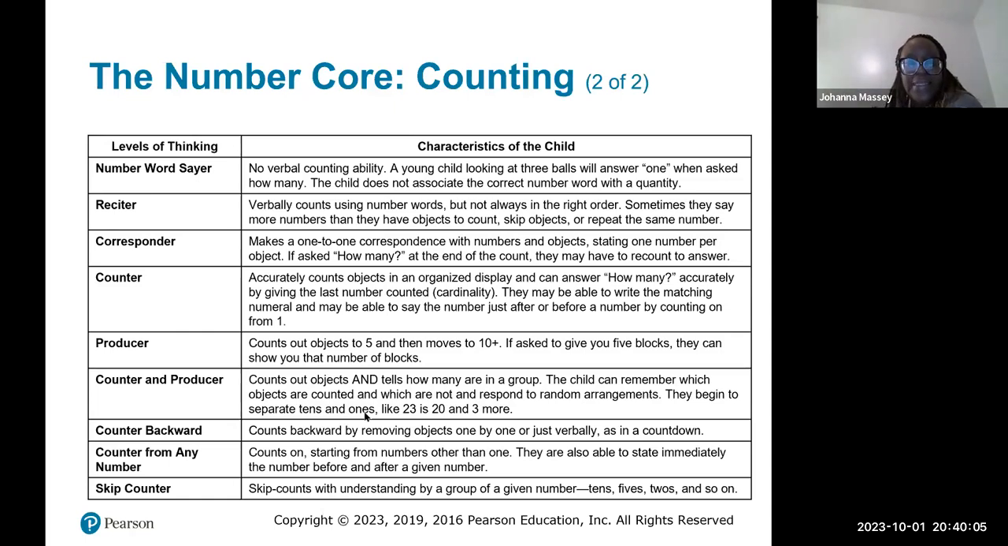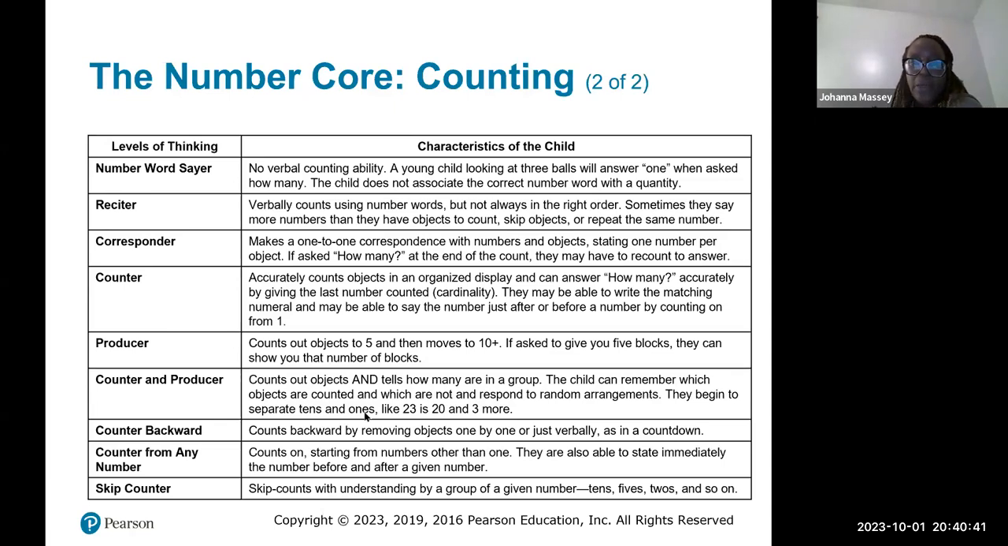Then you have producers. They count out objects to 5, then move to 10, and then go on. If asked to give 5 blocks, they can show you the number of blocks. So give me 5 blocks, and they can just give you 5 blocks. Give me 3 cookies, and they'll give you 3 cookies if they want to share. Then you have the counter and producer, both of those. So you've got to get producer, and then you've got a counter and producer, who counts out objects and tells how many are in a group.